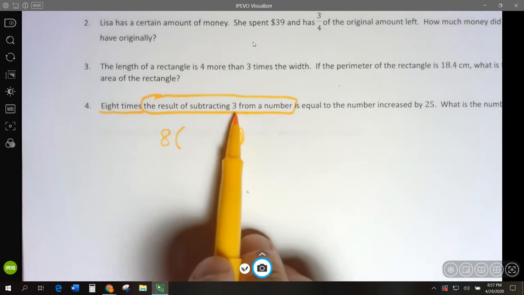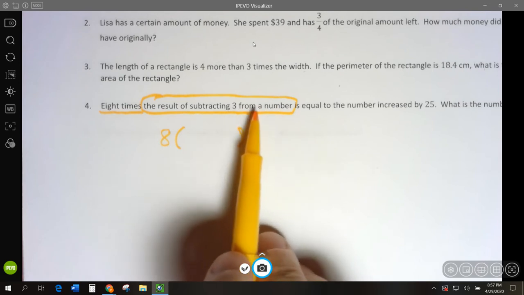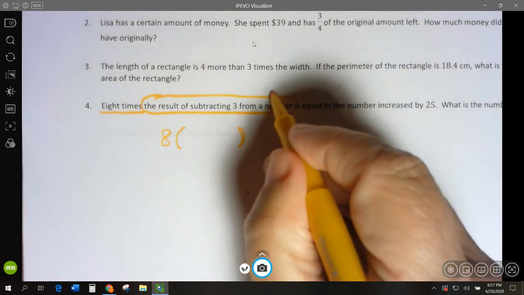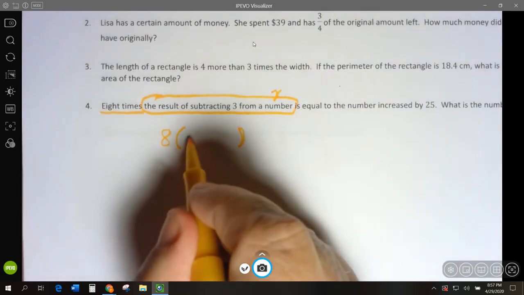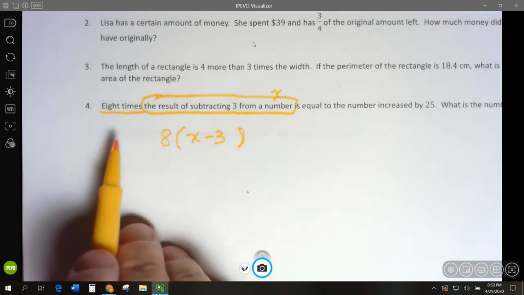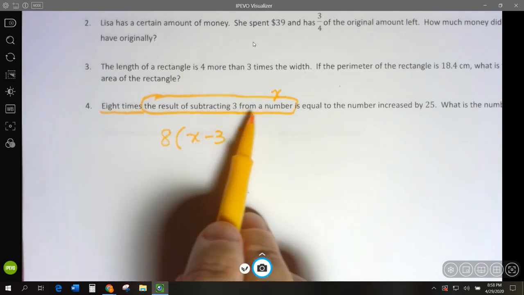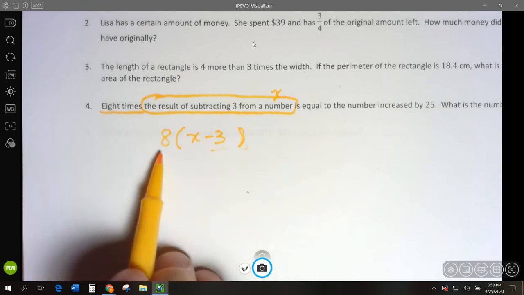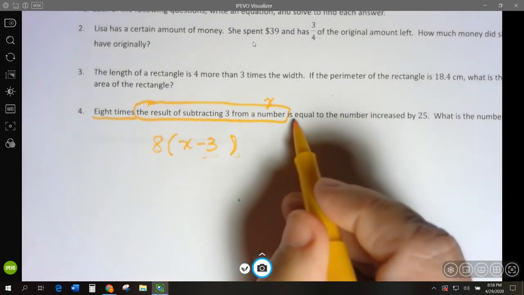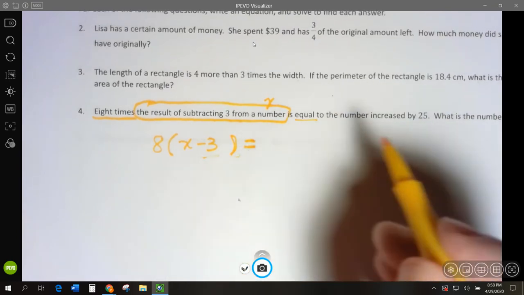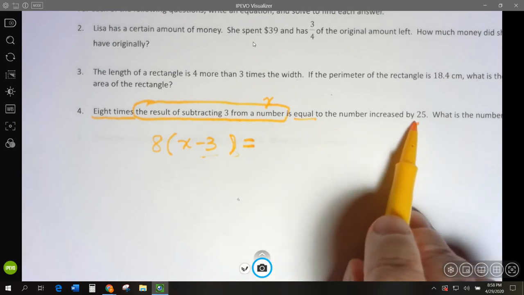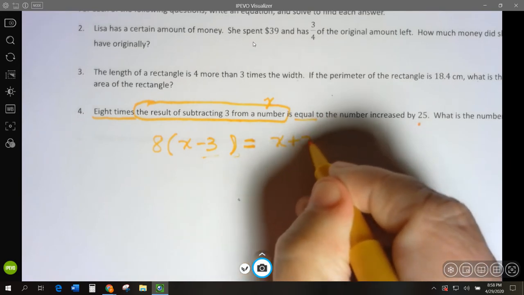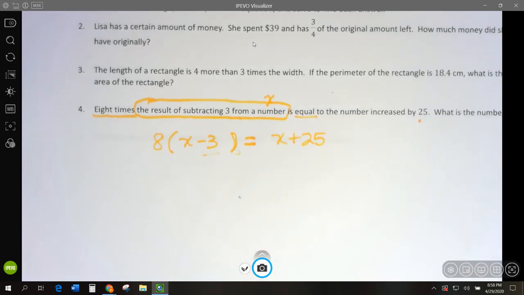Are we starting with 3 or are we starting with that number? We're actually starting with the number and subtracting 3 from it, right? And that number we're going to call x. So x minus 3. And these are the results, and we're taking those results and multiplying it by 8. Is equal to, so we're going to put equal. That number increased by 25. So how do we take that number and increase it by 25? We go plus 25. So there's our equation.